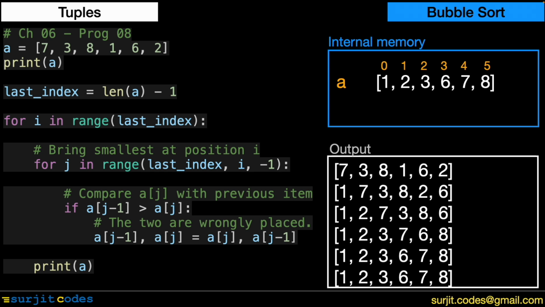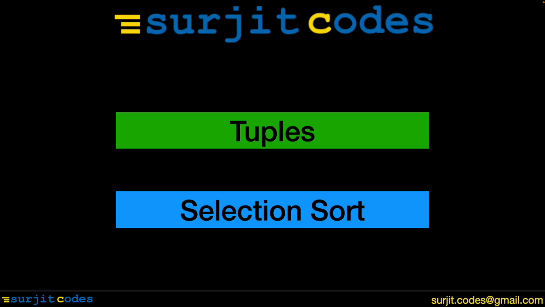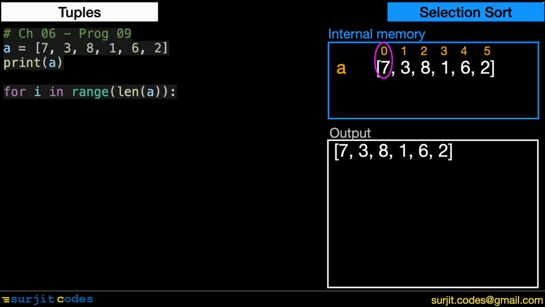Bubble sort is a simple algorithm, but it involves too many swaps and is therefore not the best. Selection sort is a modification of bubble sort. It makes only one exchange in each iteration. Consider the same list. In a loop, I covers all items of A. To begin with, I is 0.